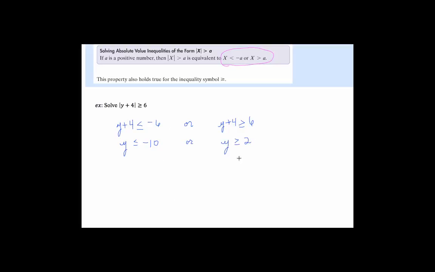So now this is not our final answer right here. We need to look at this and see what this actually means in order to write our answer in the appropriate form. So this says either y can be less than or equal to negative 10 or y is greater than or equal to 2. So let's picture that and see if there's a way to simplify this set of inequalities here.